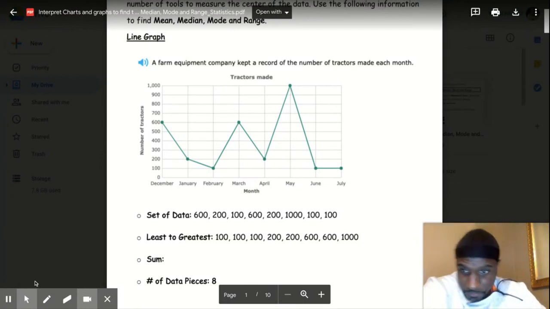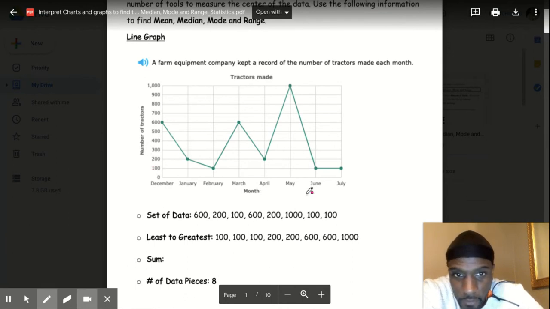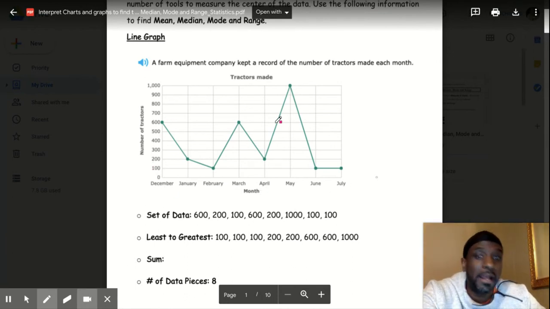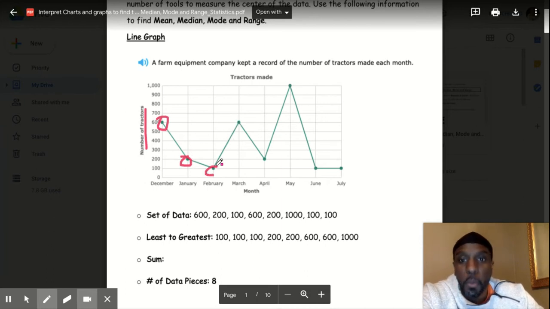So looking at this data here, I have 8 months here, December through July, and it looks like they bought 600 tractors here. The number of tractors is on the y-axis, and the month that they bought them is on the x-axis. 200 tractors in January, 100 tractors in February, 600 tractors again in March, 200 in April, 1,000 in May, 100 here in June, and 100 here in July.